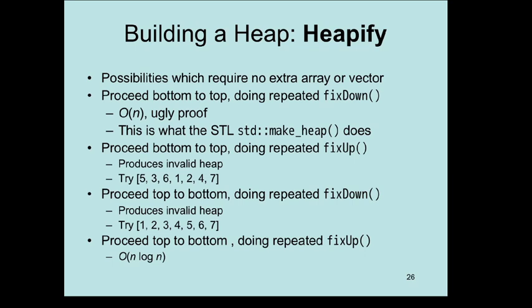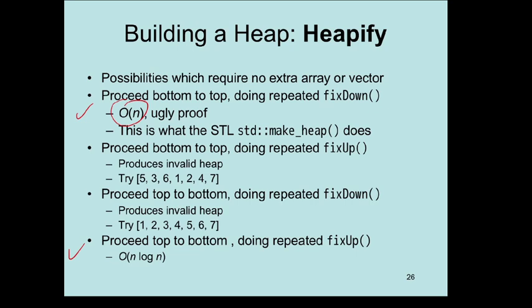Now, if you do bottom to top doing fix up, it doesn't always produce a valid heap. Sometimes it does, sometimes it doesn't. Here's an example where, if that was your starting array and you did this, it would end up in an invalid heap state. I could go top to bottom doing fix down. It doesn't always produce a valid one either; here's a counterexample. I could also do top to bottom doing fix up. It works, it's a valid heap all the time, but it's O of n log n. So these two work, and this one has the better complexity.